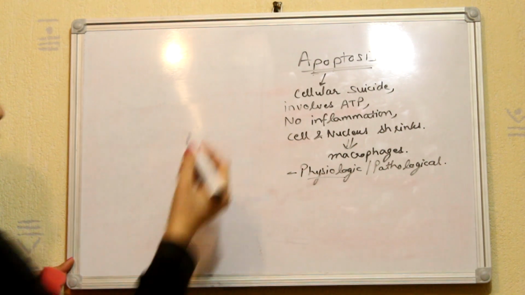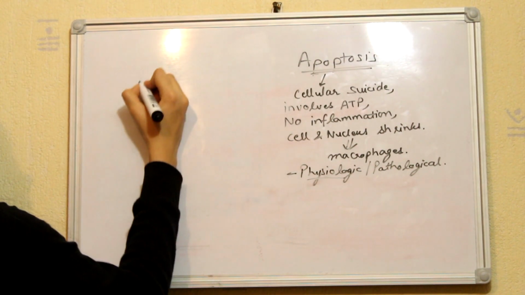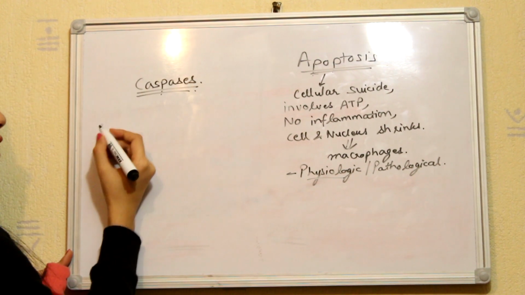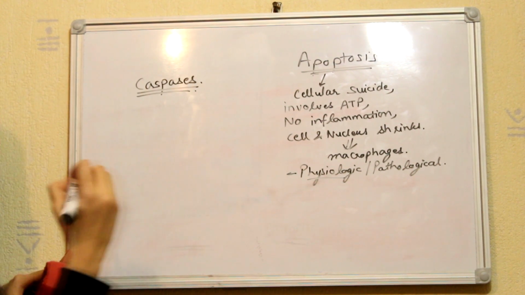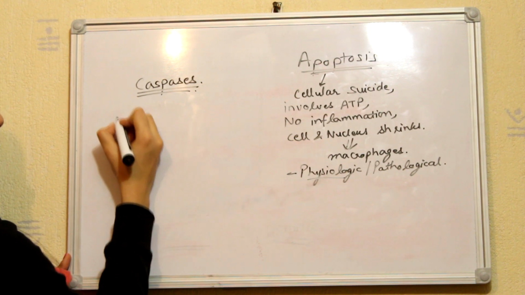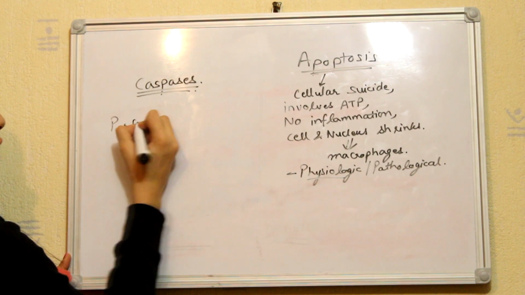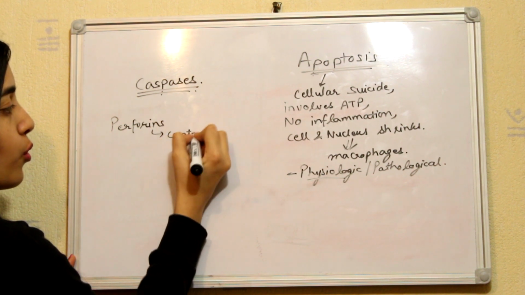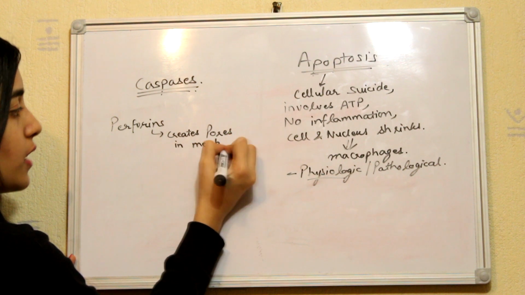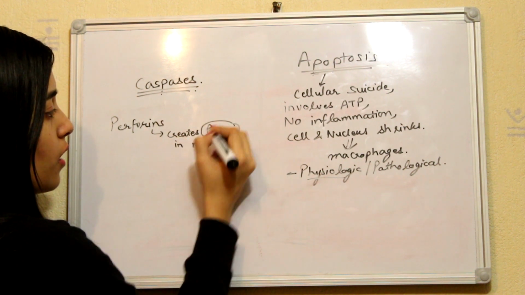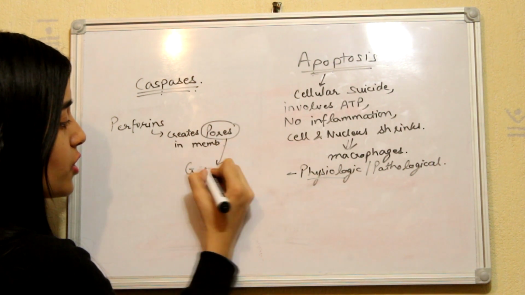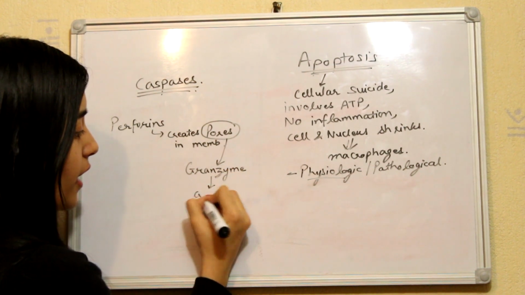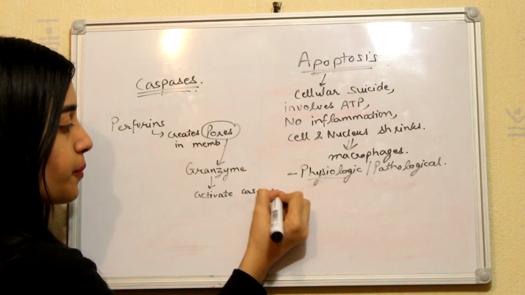I'll explain. Apoptosis is mediated by the enzymes called caspases. First of all, we need to know that there are some enzymes in the cell membrane of the target cell which are called perforins. Perforins, as per the word, create pores in the membrane of the target cell. These pores allow an enzyme called granzyme to enter into the cell, and it then activates caspases.